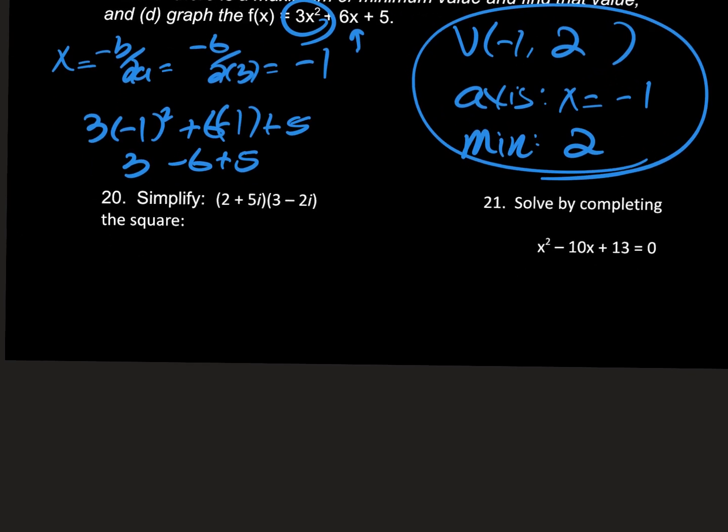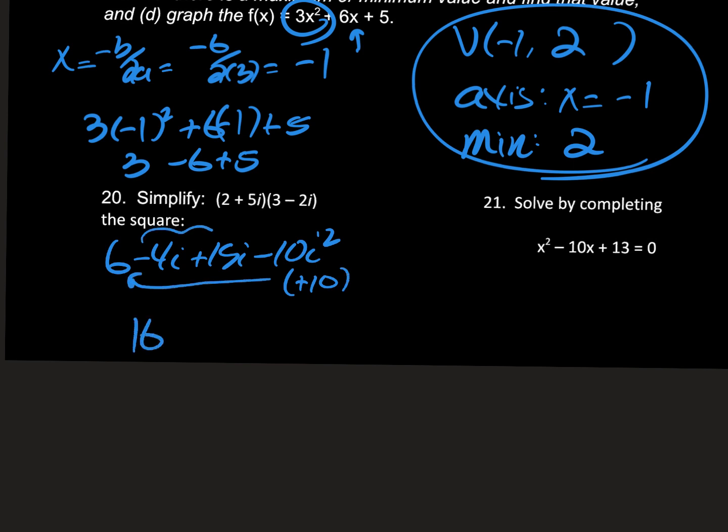20 says simplify. I'm going to do FOIL. So I'm going first, outer, inner, and last. All right, so don't forget that i squared right there is really going to make that a plus 10. And I'm going to add that plus 10 to the 6 at the beginning, which makes it 16. I can also combine my 2 i's right here, make it 11i. And guys, that's it.